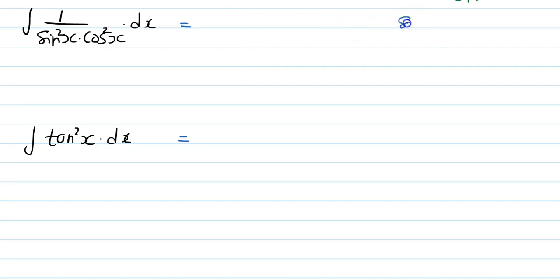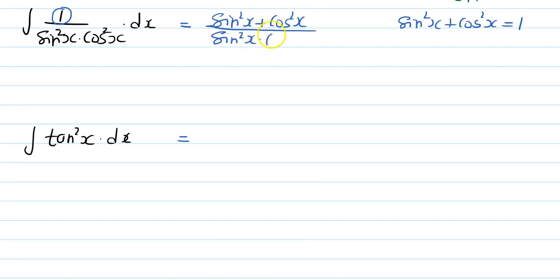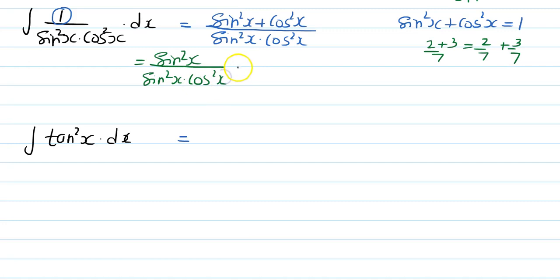So we know one very good relationship between sine and cos: sine square x plus cos square x equal to 1. So in this place of 1 we can write down sine square x plus cos square x over sine square x dot cos square x. And we know one more thing: if it is 2 plus 3 over 7, then you can write down 2 over 7 and 3 over 7 separately. So let's write it in this form, sine square x divided by sine square x dot cos square x, dot is multiplication here, and cos square x over sine square x dot cos square x.